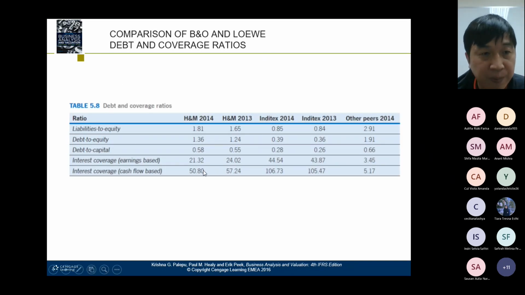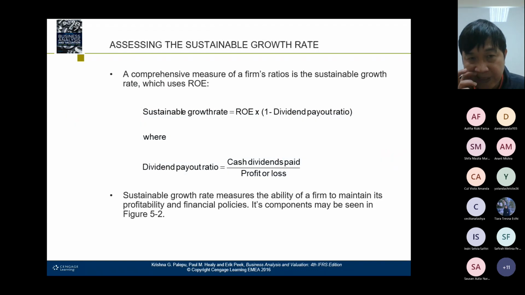Okay, so here is table 5.8, debt and coverage ratios, which provides the ratios in different years. You can see liabilities to equity, debt to equity, debt to capital, interest coverage earnings based, and interest coverage cash flow based. So you can compare them across different years and within the same year.